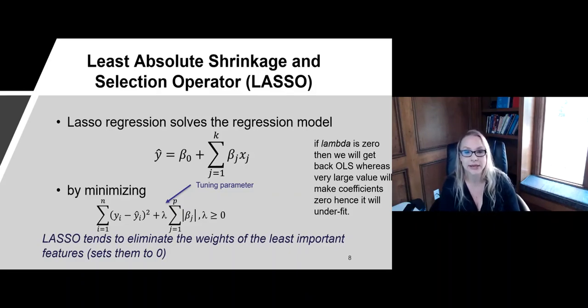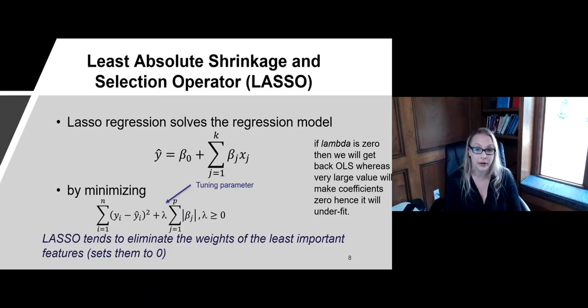So lasso tends to eliminate the weights of the least important features by setting them to 0. And by doing that, you're actually performing feature selection because some variables will go down to 0, whereas the important ones will have very low weights assigned to them from a penalty perspective.